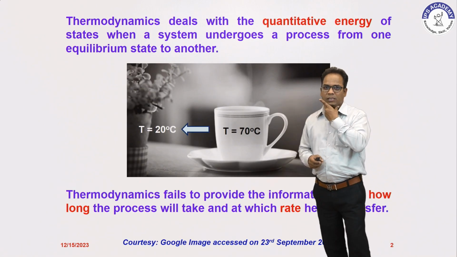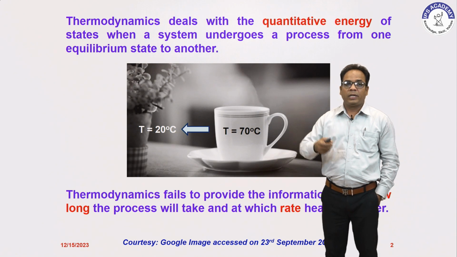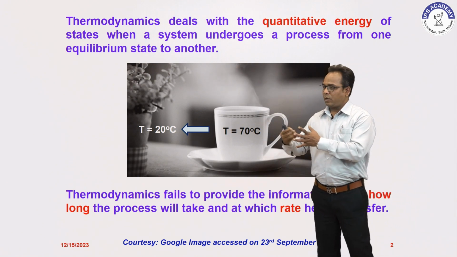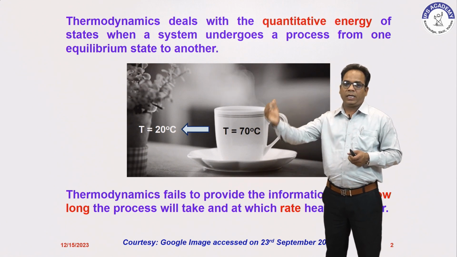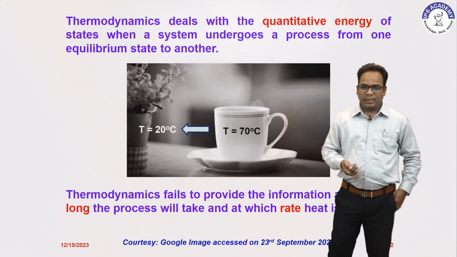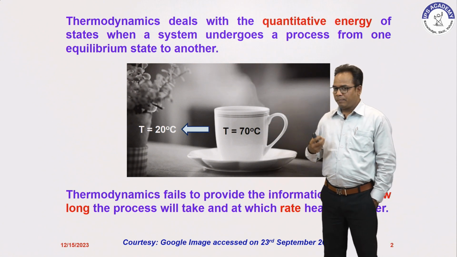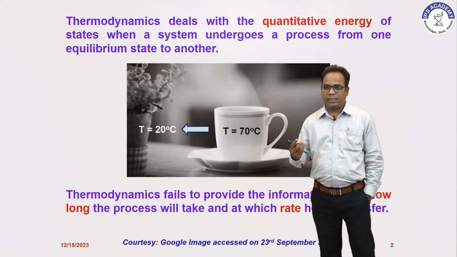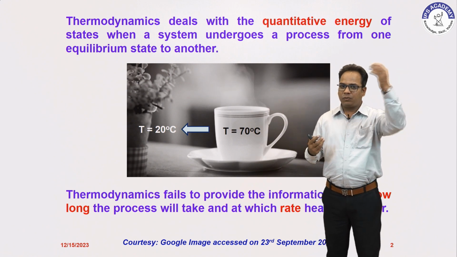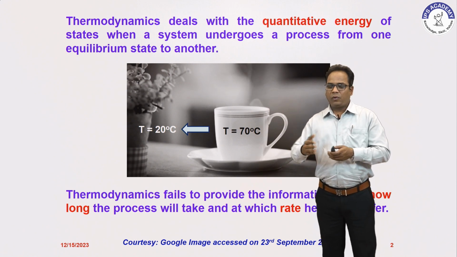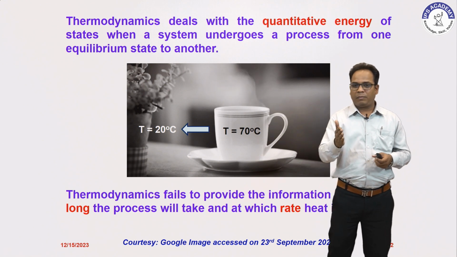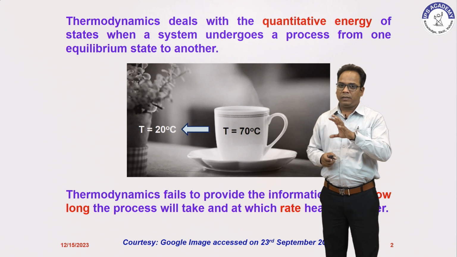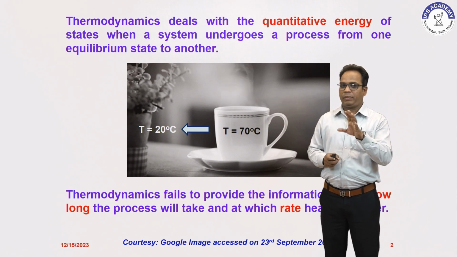As you can see in this picture, thermodynamics deals with the quantitative energy of states when the system undergoes a process from one equilibrium state to another equilibrium state. Here, the cup of tea has a temperature of 70 degrees Celsius and the ambient temperature is 20 degrees Celsius. Of course the heat will transfer from high temperature to low temperature. In this way, the temperature of the tea can be reduced.